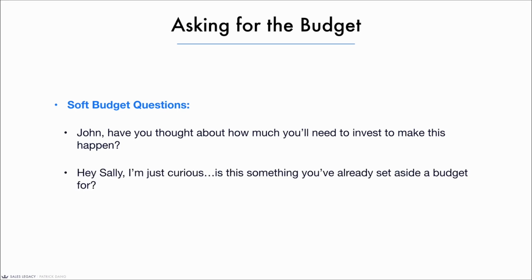Another example is, hey, Sally, I was just curious, is this something you've already set aside a budget for? And Sally might say, yeah, I actually did set aside a budget. And then you can say something like, well, since you did set aside a budget, is there a range of how much we're working with here? And Sally's going to say, oh, $5,000 to $10,000 was what I was thinking about, right?